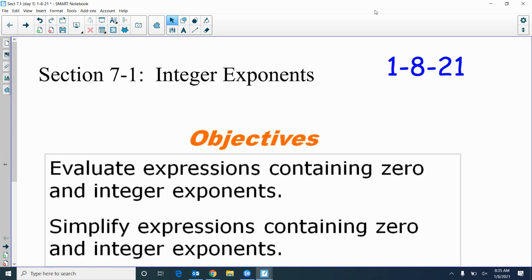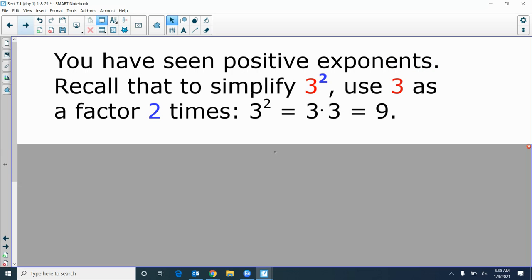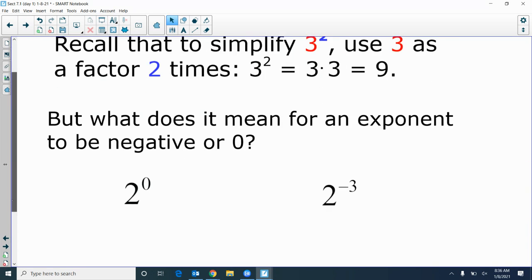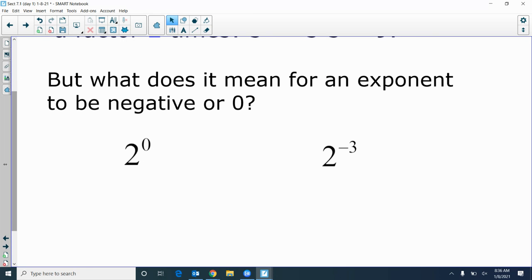All right. Let's see what you know here. Like I said, I'll hand out these guys' notes in a second. You know what positive exponents are. Hopefully you see them enough. So you recall that to simplify 3 squared, you make that 3 times 3, which is 9. Now, what is a 0 exponent or a negative exponent?